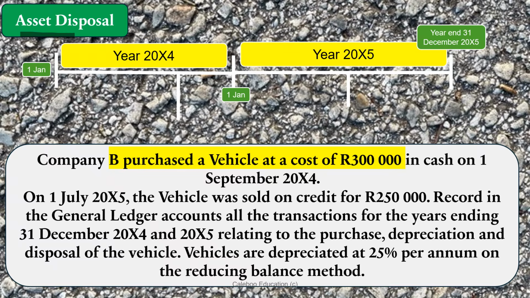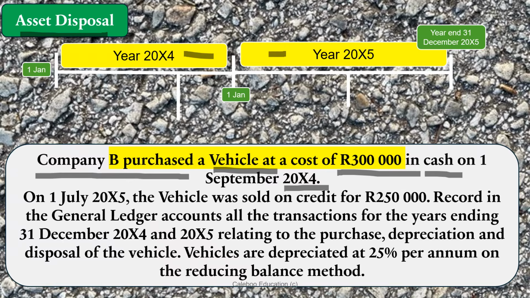We're looking at asset disposal, an exercise on asset disposal. Company B purchased a vehicle at a cost price of $300,000 in cash on the 1st of September 2004. So you know the dates are important. We get all the information and then we're going to put it into our timeline and get a picture of what's happening with this vehicle.